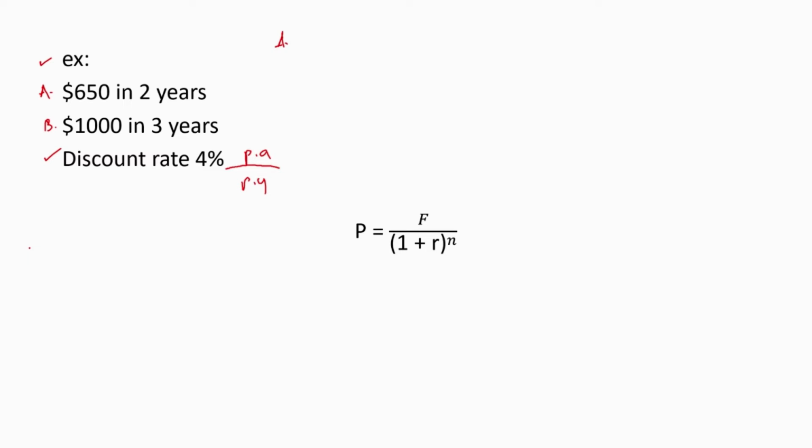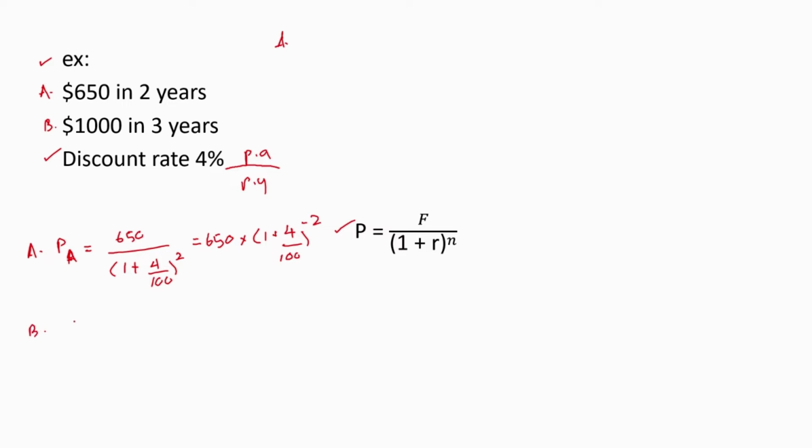Let's calculate the present value for option A using the discount formula, or the present value formula, which is this. Present value of option A equals future value, which is $650, divided by 1 plus 4 over 100, because you need to convert the percentage value into a decimal value, to the power of N. N is the number of years, so this will be 2. This is the same as 650 multiplied by (1 plus 4 over 100) to the power of minus 2. This will give you the same answer.